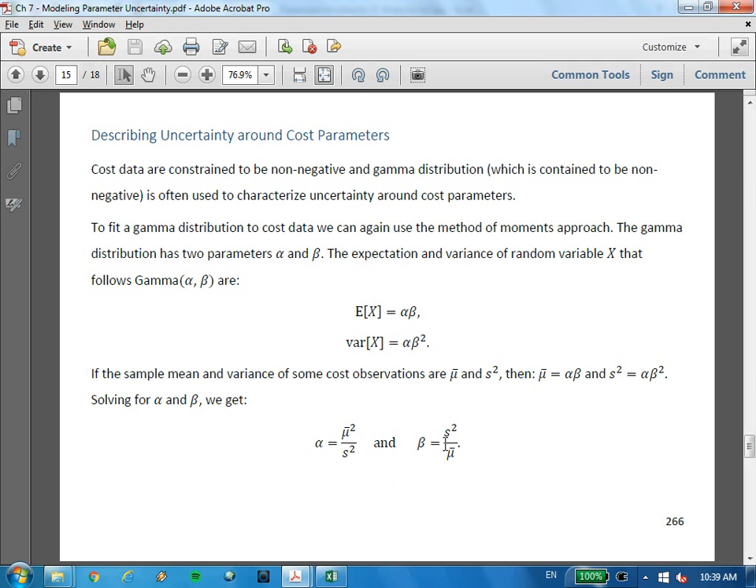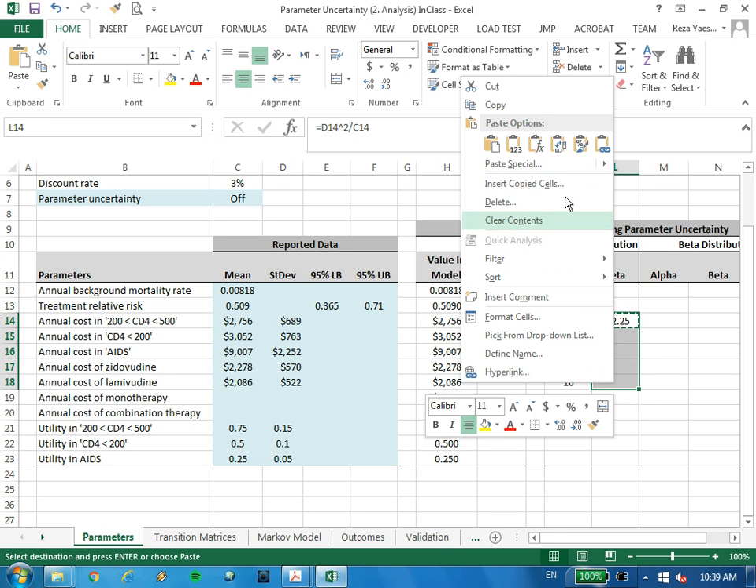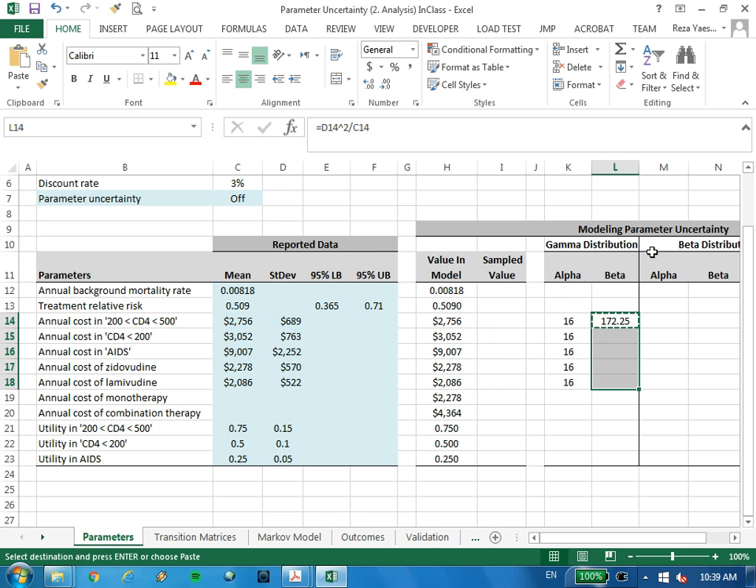Now, beta is the variance divided by mean. So variance is the standard deviation squared, divided by mean. Okay.